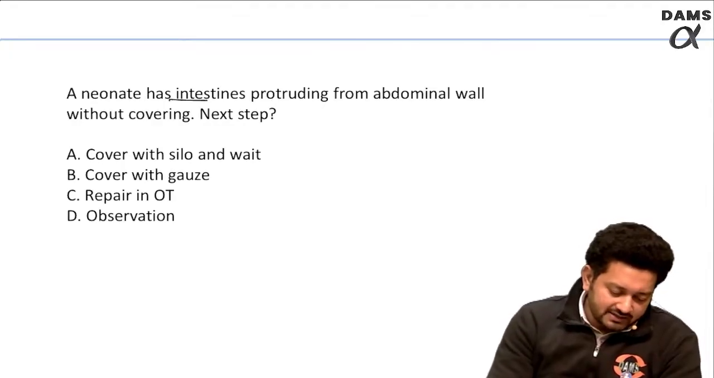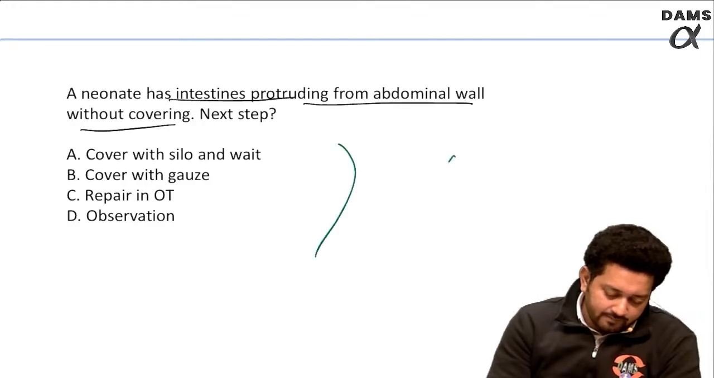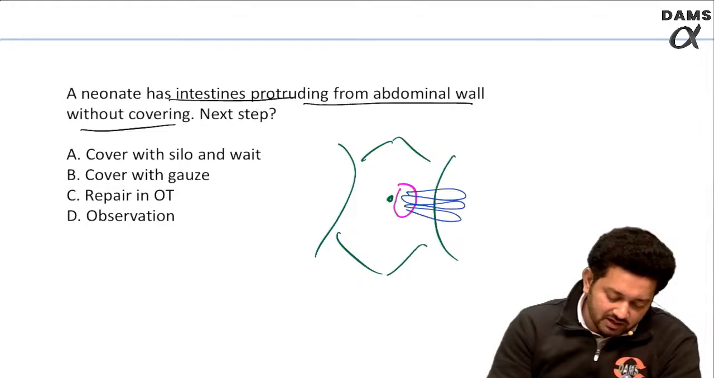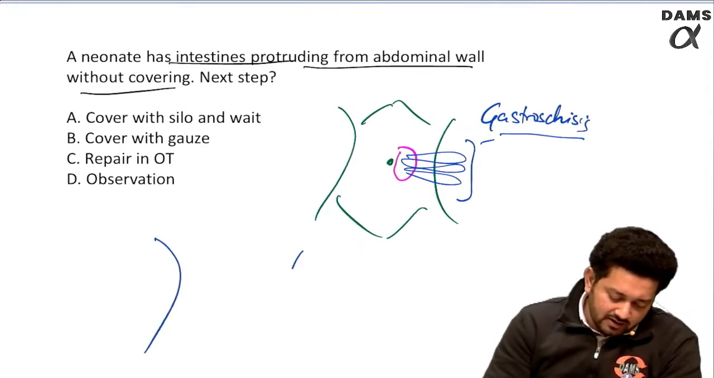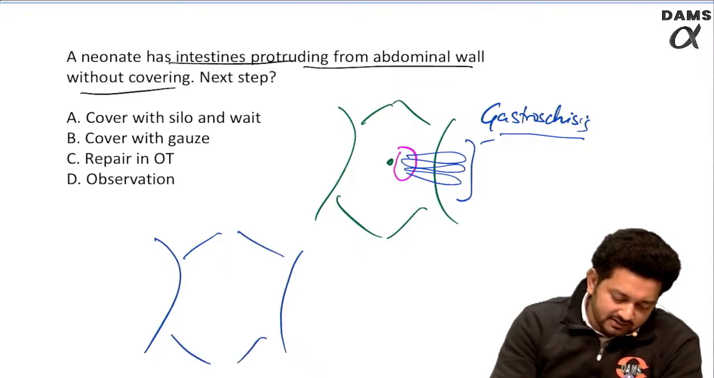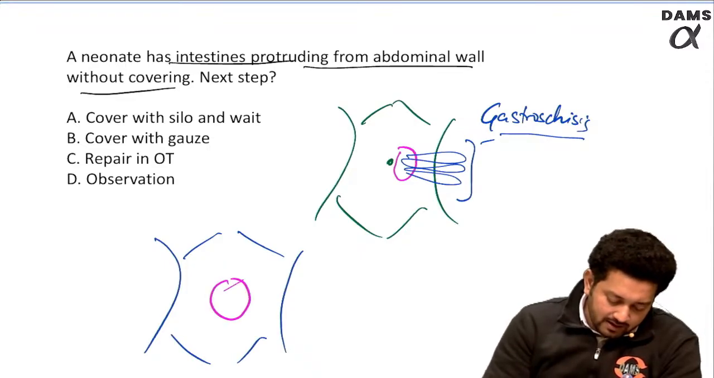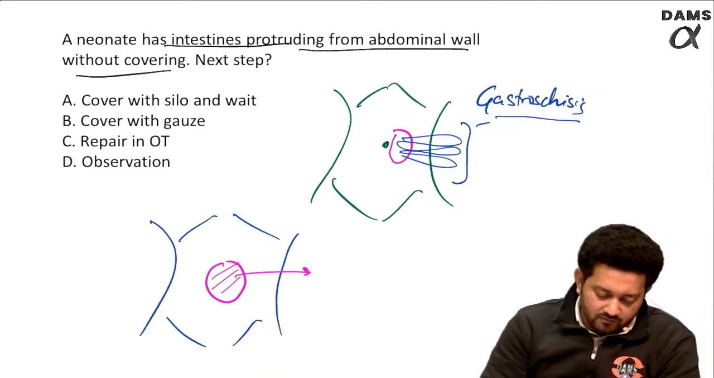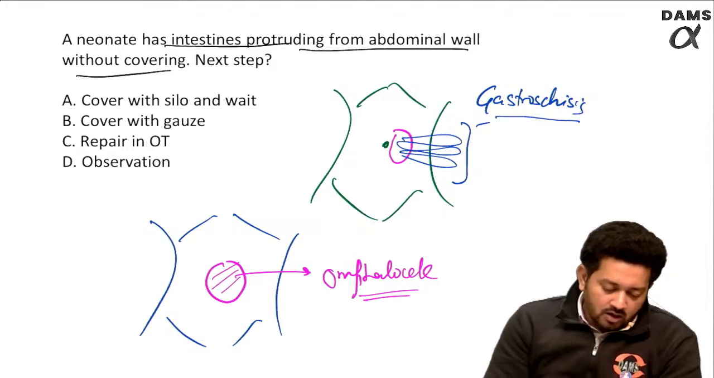Next question, a neonate has intestine protruding from the abdominal wall without covering. A congenital abdominal wall defect, mostly just to the right of the umbilicus, with the intestines hanging out without any covering, is known as gastroschisis. Another defect, at the level of the umbilicus, where the umbilicus is usually absent and there is a thin membrane covering the defect, is known as omphalocele. Omphalocele. Okay, so what is the next step?